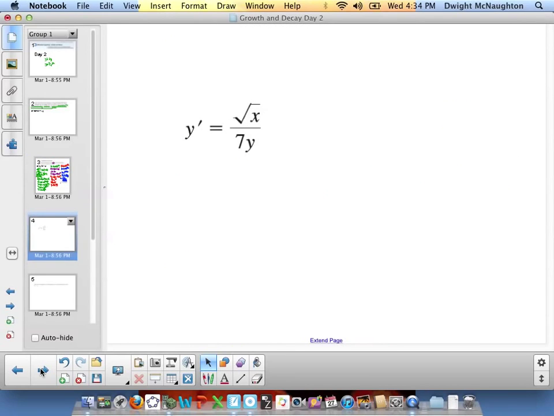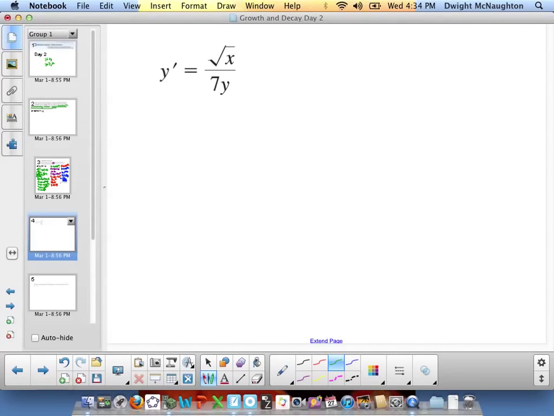Here's a differential. y prime equals the square root of x over 7y. Let's find a general solution for y. We can't find a specific one because we don't have any other points. So remember, y prime, that's the same as saying dy/dx in this case, because the other variable is x, equals x to the 1/2 over 7y.